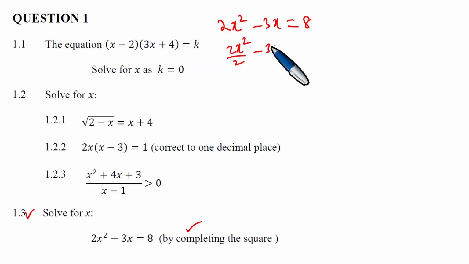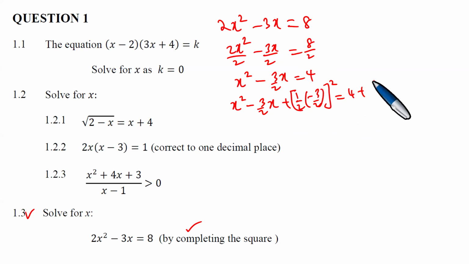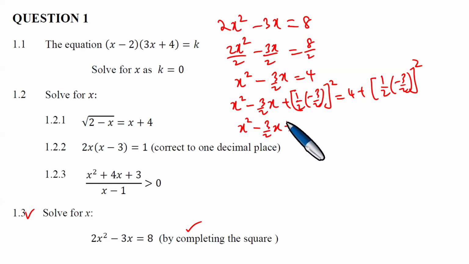Take the 2x squared, divide by 2; minus 3x, divide by 2; 8, divide by 2, which is x squared minus 3x over 2 equals 4. Which is x squared minus 3 over 2 x plus 1/2 of minus 3 over 2, which is 4 plus 1/2 of minus 3 over 2. So you have minus that, plus now this one here is minus 3 over 4. You square that, which is 4 plus minus 3 over 4.